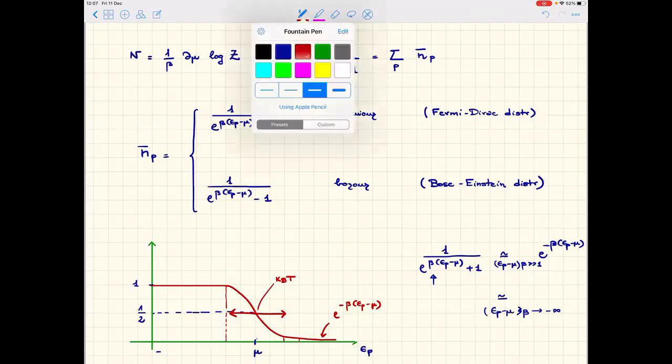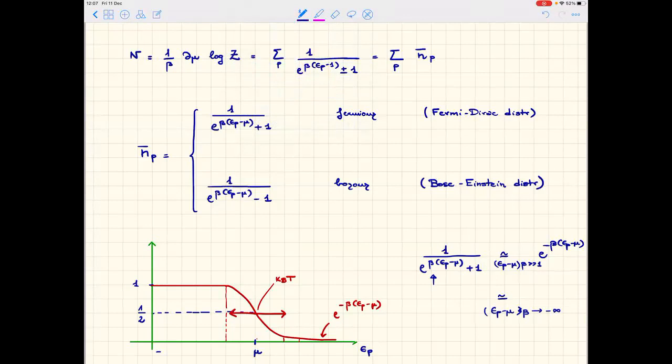In particular, in the limit in which the temperature goes to 0, you have the so-called Fermi step distribution, which looks like this. It's equal to 1 all the way to the chemical potential, and then it's 0 above. So all states below the chemical potential are occupied, and all states above the chemical potential are empty at 0 temperature.